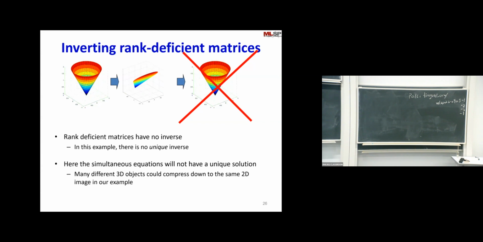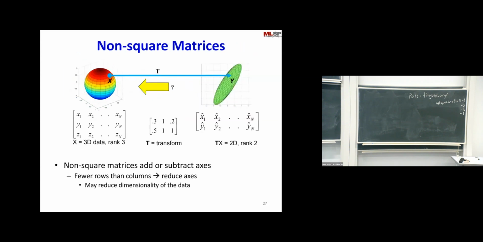2 cross 3, right? You've gone from 3 dimensions down to 2 dimensions. The matrix is going to be 2 cross 3. Everybody gets that? The number of rows is going to be the dimensionality of the output, the number of columns is going to be the dimensionality of the input. Again, nothing new, you should know this, right?